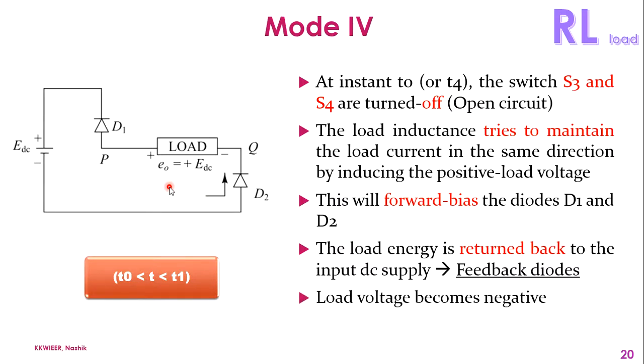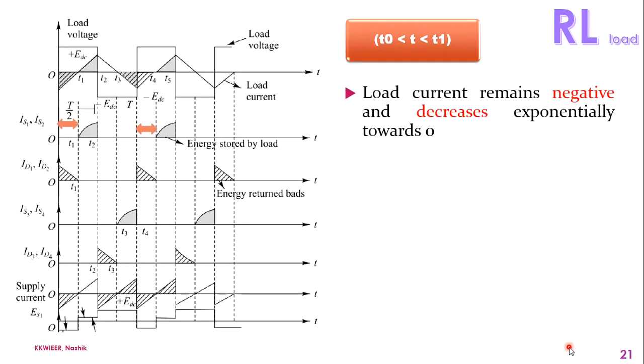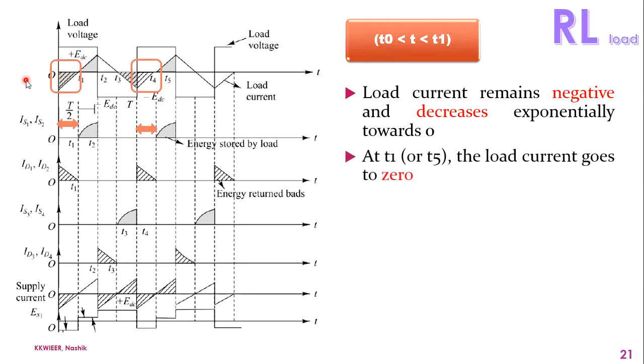So the load voltage becomes negative. E0 is equal to minus EDC. So during this fourth mode, T0 to T1 or T4 to T5, the load current remains negative and decreases exponentially towards 0. Here you can see it decreases and becomes 0. At T1 or T5 you can see the load current goes to 0.